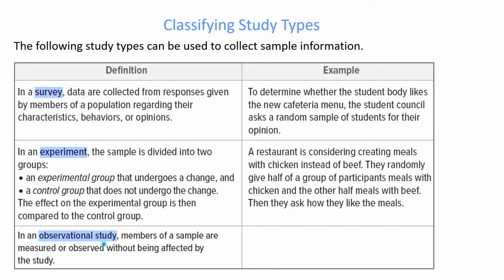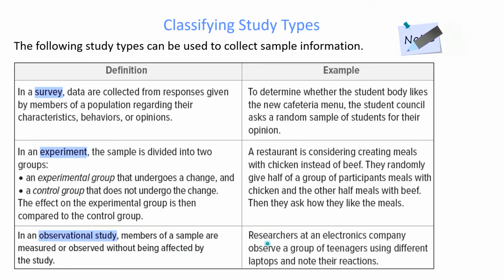In an observational study, members of a sample are measured or observed without being affected by the study. So for example, researchers at an electronics company observe a group of teenagers using different laptops and note their reactions.